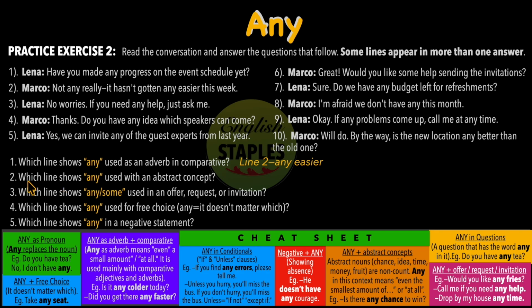The next one, which line shows any used as an abstract concept? What do you have? Okay. Line 1, any progress, right here. Have you made any progress? Progress is a concept. Do you see this? Have you made any progress on the event schedule yet? So I agree with that.